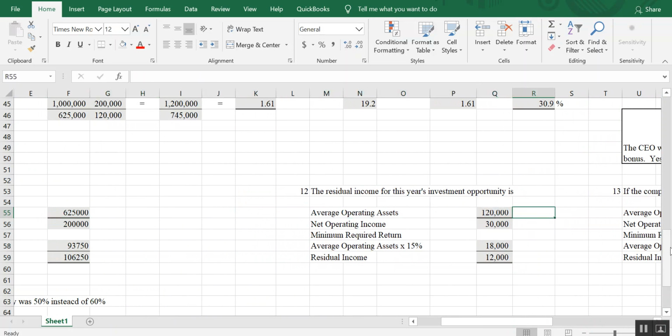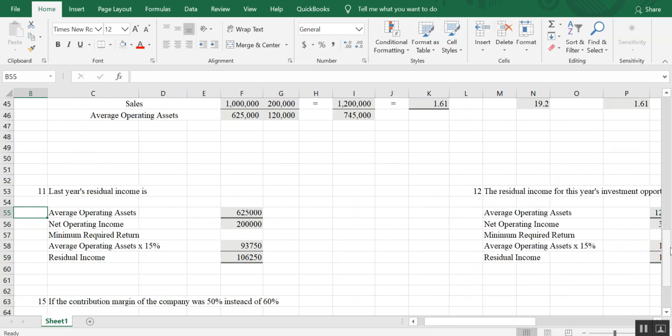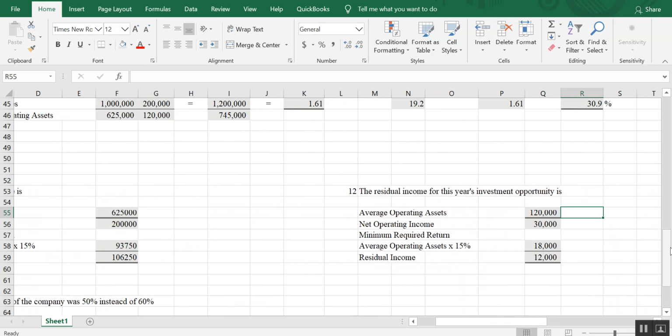So we have 625,000 plus 120,000. All right, so we're going to add 625 plus 120. So we get 745,000 as the average operating assets. And that's just going back to number 11 and 12 and taking those average operating assets and adding them together.